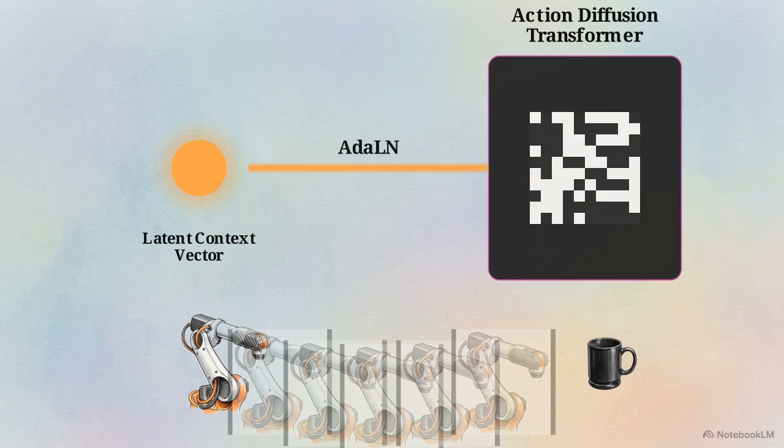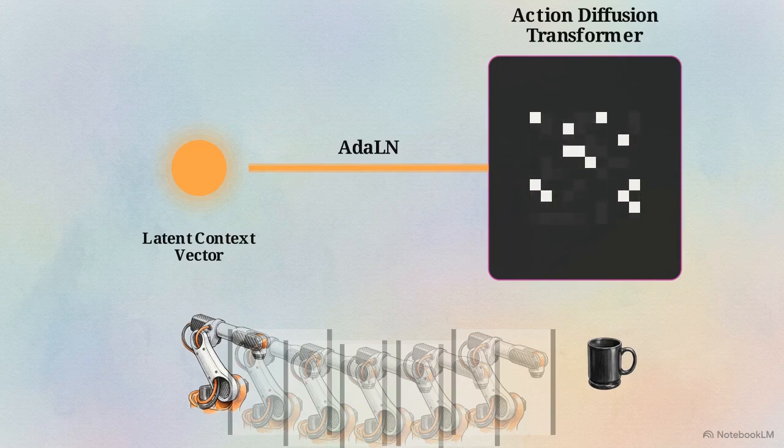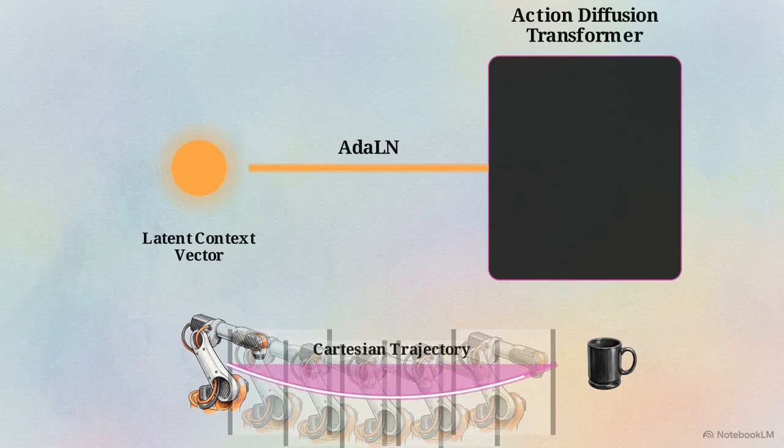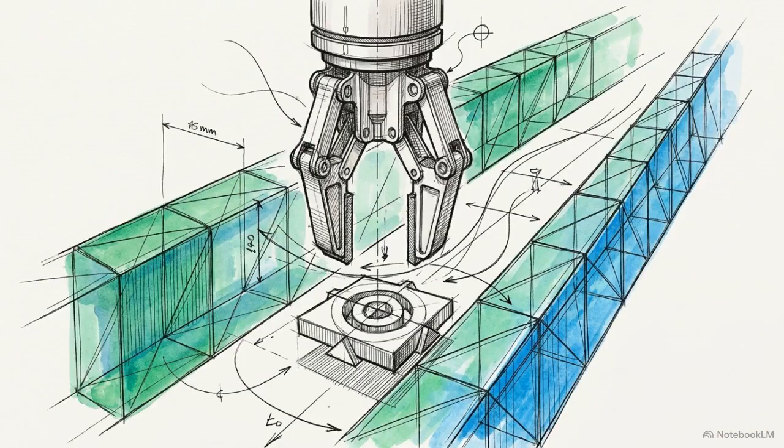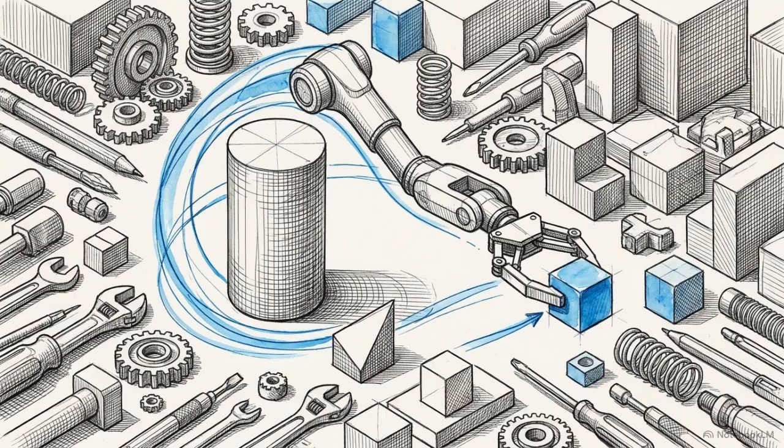During the generation process, ADALN conditions the diffusion transformer at every layer. It systematically strips away the raw Gaussian noise, refining the data block until a precise Cartesian action trajectory is revealed. By actively guiding the denoising phase, ADALN guarantees that the final generated action chunk is strictly bound to the true geometric constraints and semantic goals of that exact environment.